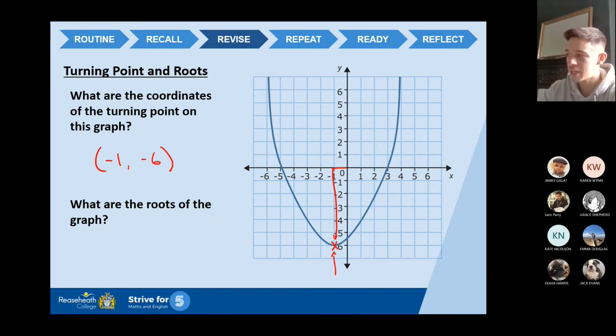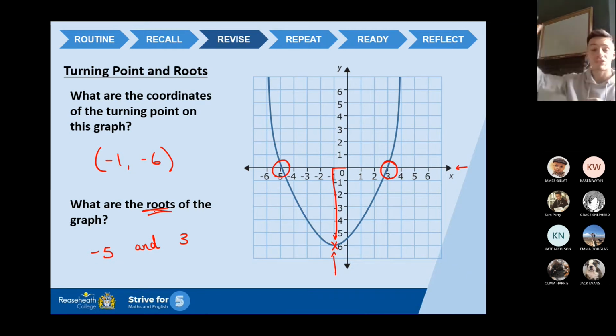And as one of my students said the other day, a bird learns to walk before it flies. Which doesn't make sense because this is going down. But you get it. Along the corridor, up or down the stairs. What are the roots of the graph? So the roots are where the line crosses the x-axis. So there's a root there of 3 and a root there of minus 5. So minus 5 and 3. So roots, think of a tree. It's where the tree hits the ground. That's where your roots are. So that is my turning point, and they are my roots.